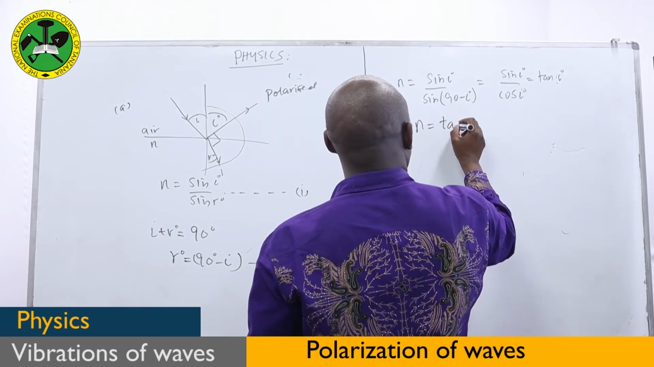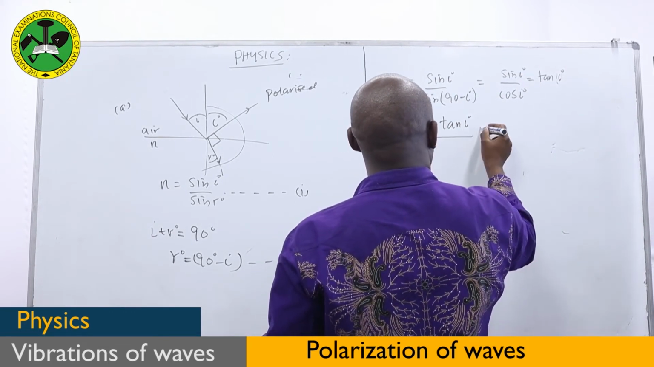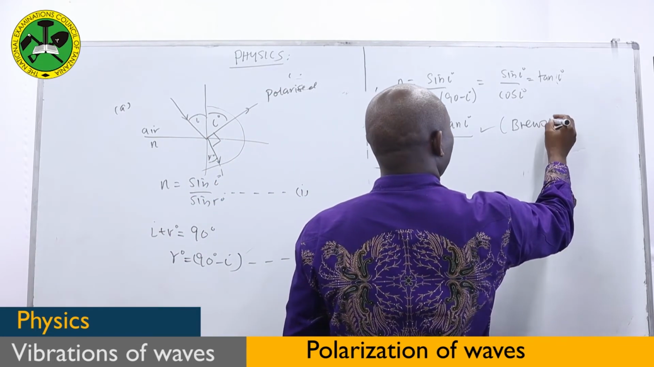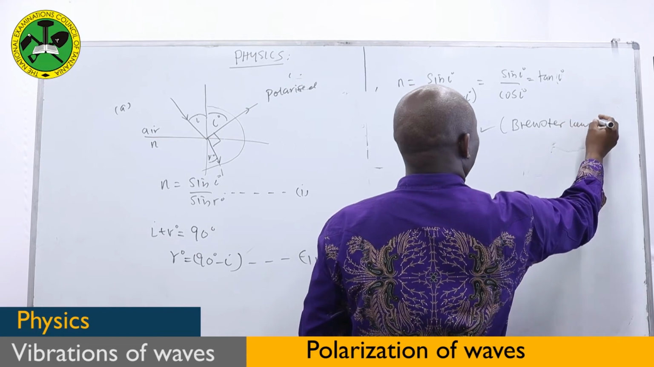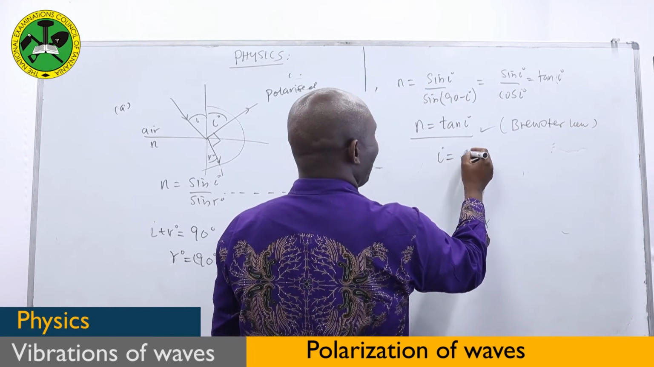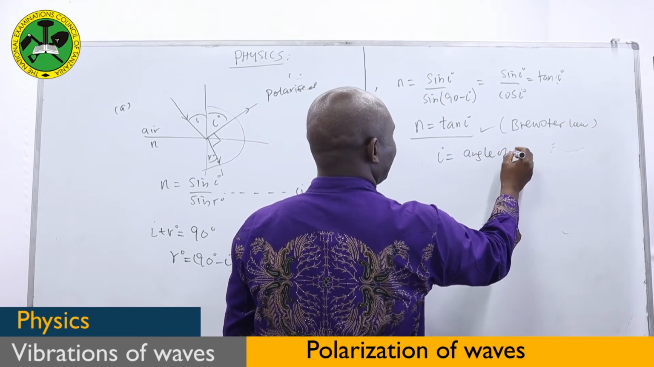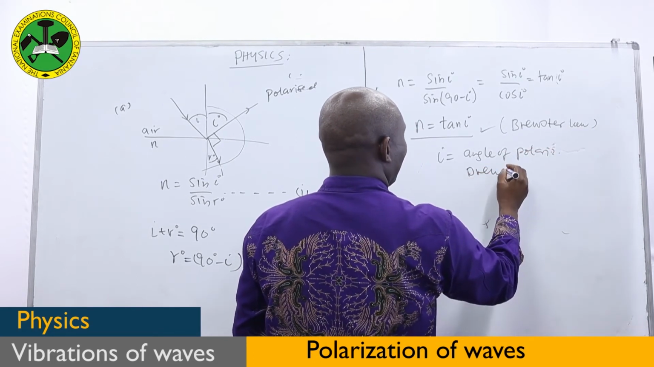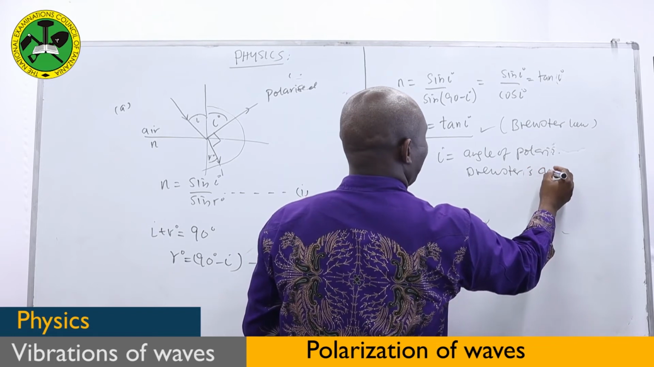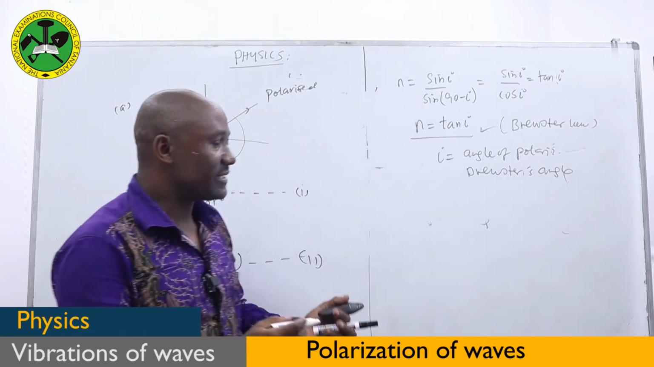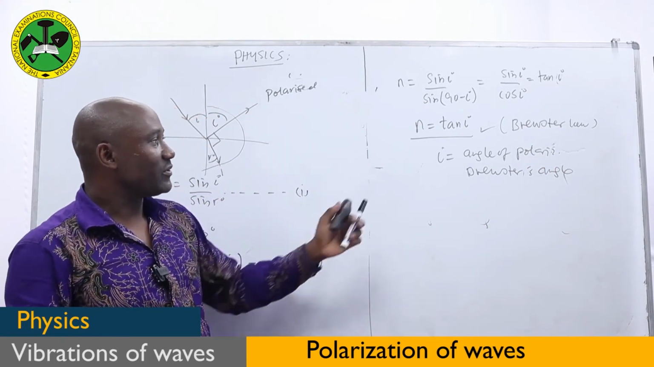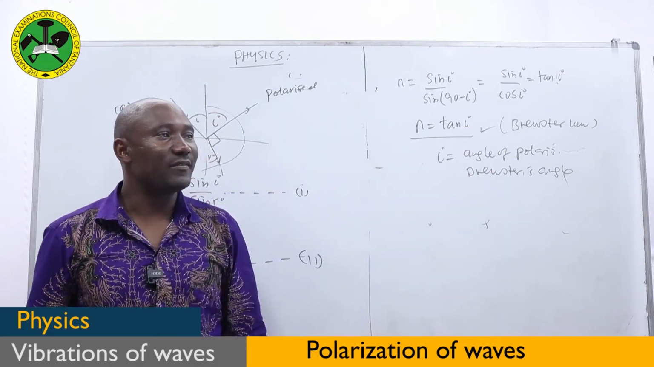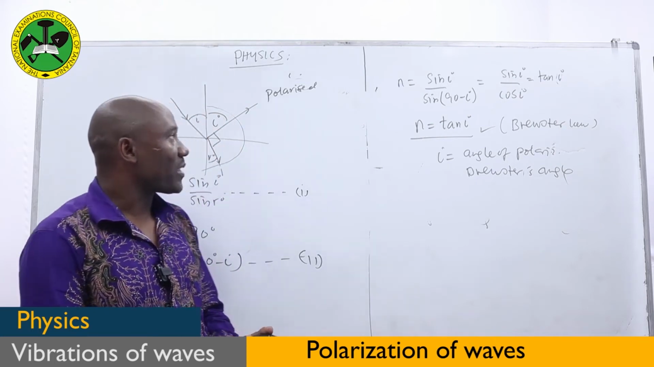Okay, that is how N and I are related, and sometimes this is what we call Brewster's law. And this I is the angle of polarization, or Brewster's angle, if you remember. So the question is asking to find the relationship between N and I. So that is N equals the tan of the angle of incidence. Part B.